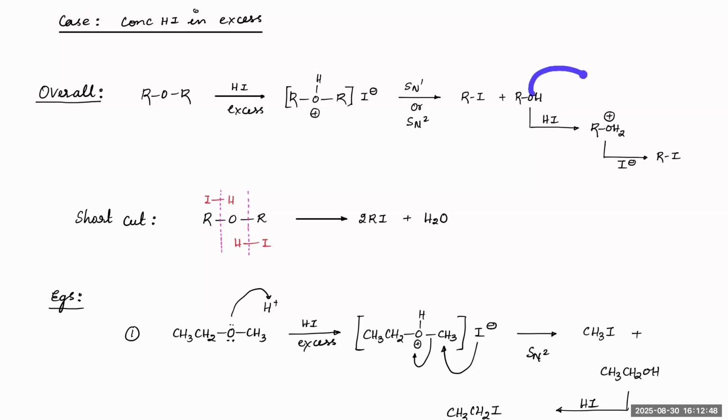So you protonate that alcohol again and get water as the leaving part, and then I minus attacks again to get alkyl iodide. So you can see this side and this side I can break. Left hand side I can have iodide, right hand side I can have iodide. So 2 moles of alkyl iodide can be formed.